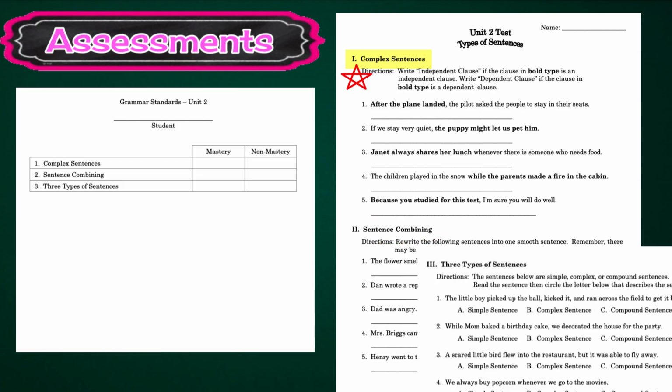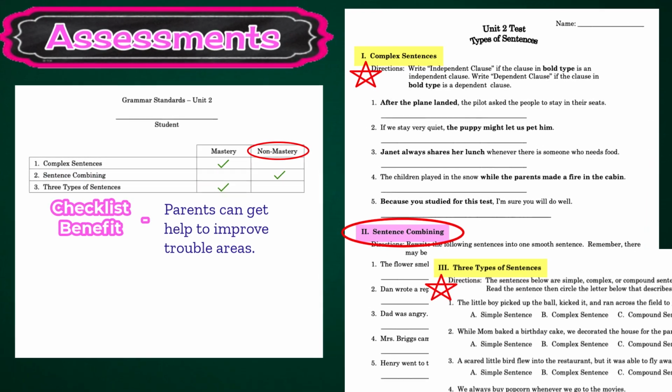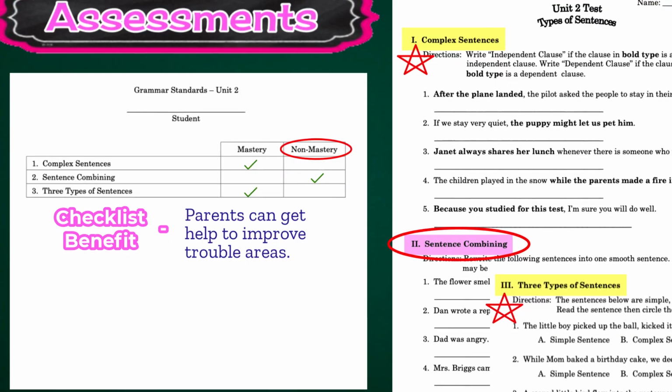So on this example, the students passed parts 1 and 3, so they get stars on the tests, and we'll mark mastery on the parent checklist. Then on 2, since they didn't master it, we'll leave it blank on the test, and we'll mark non-mastery on the parent checklist. This checklist is part 1 of getting the students the help they need right away for their trouble areas.